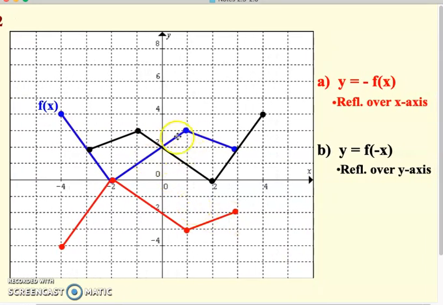So for example, let's say I'm in the blue and I want to reflect over the x-axis and I want to get to the red. Well, if I count 3 to the x, then I'm 3 on the other side.